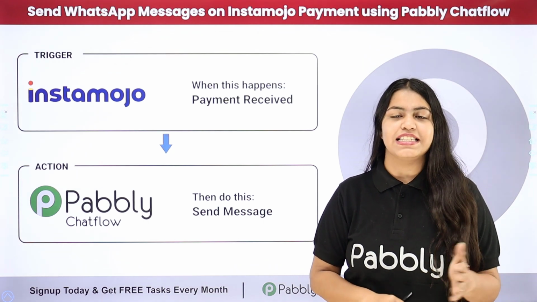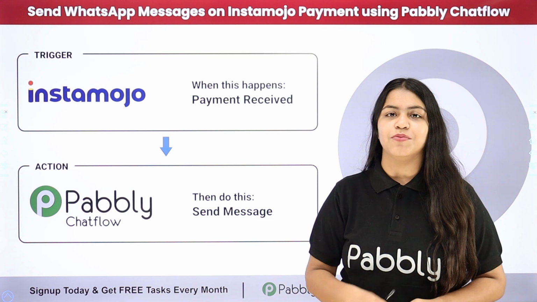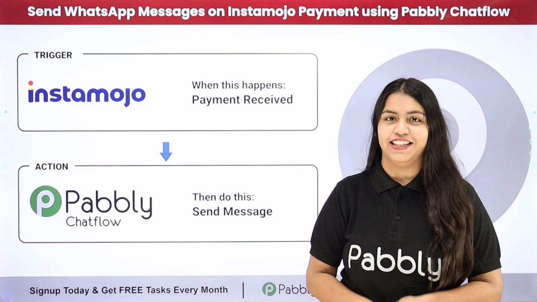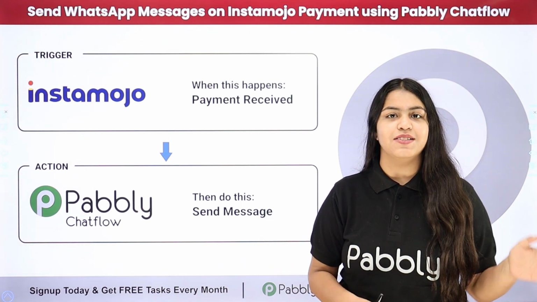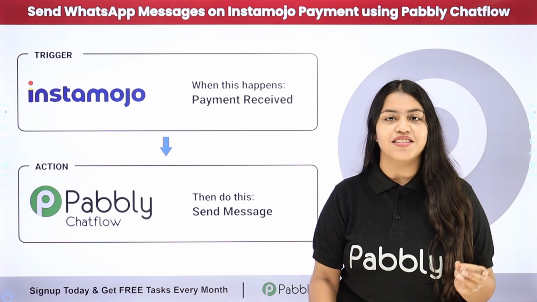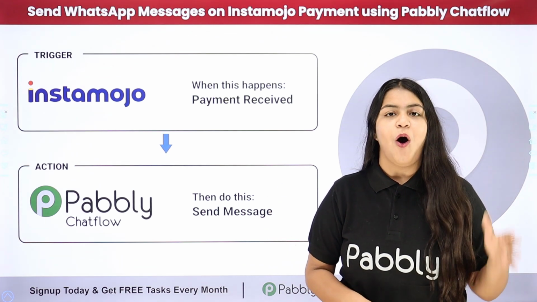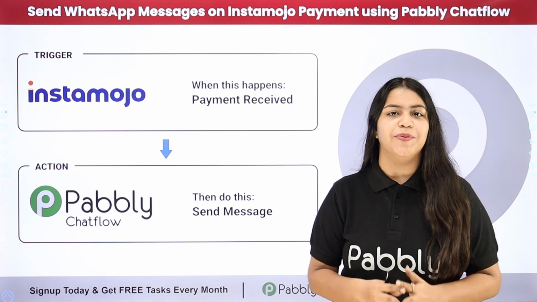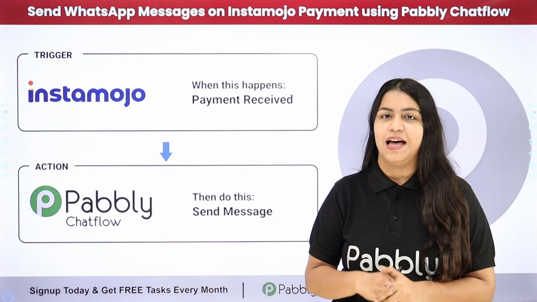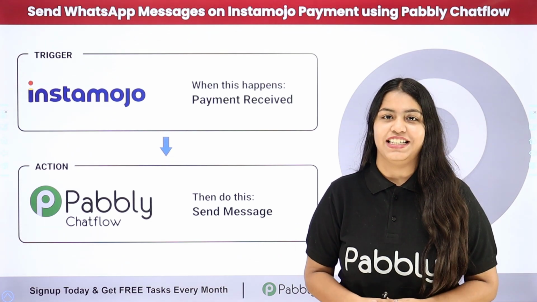In this video we are going to understand how to send WhatsApp messages on Instamojo payment using Pabbly Chatflow. So over here I'm running a skincare brand and we use Instamojo to sell our products online. Now what I want is that as soon as someone purchases my product with the help of Instamojo, they should automatically receive a personalized and automated WhatsApp message so that we can stay in touch with them.